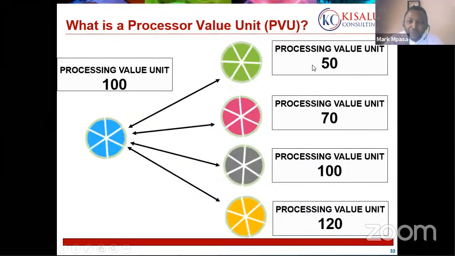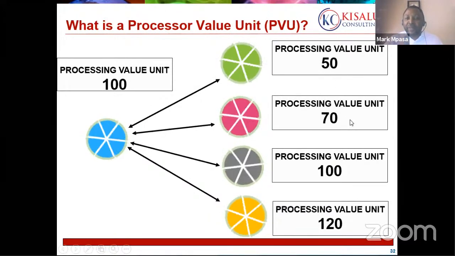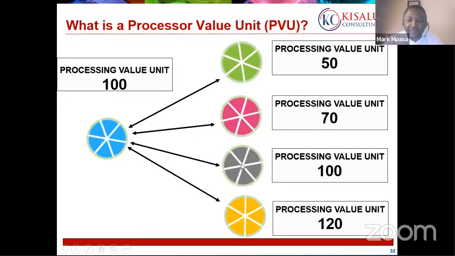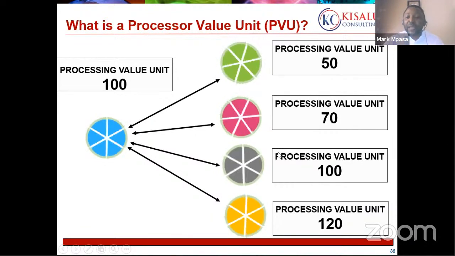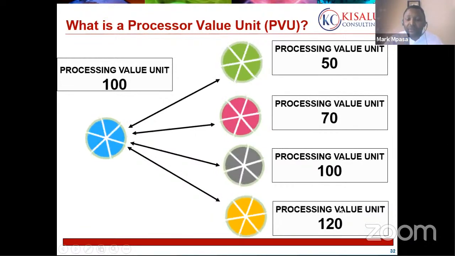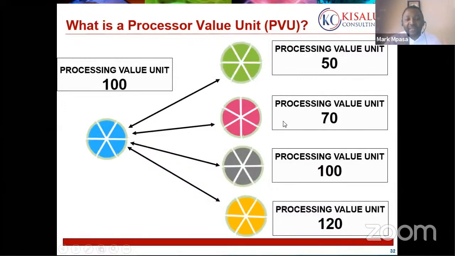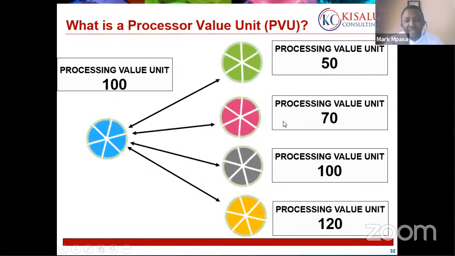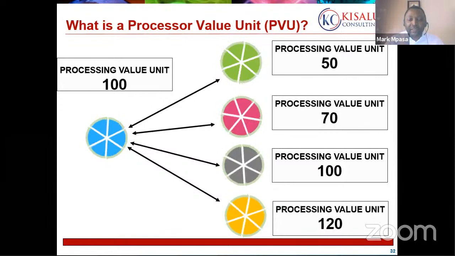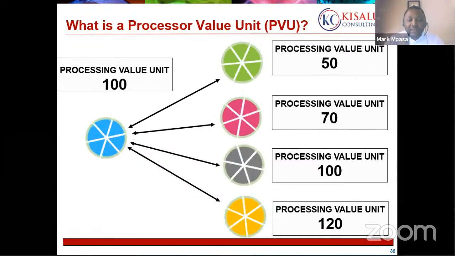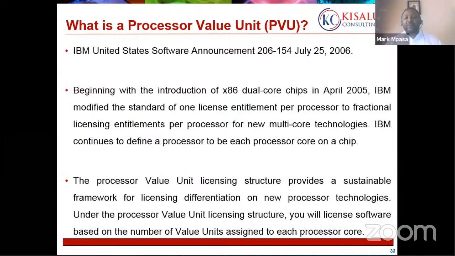So you have some of the processors that are valued at 50 value units, some of them at 70, some of them at 100, meaning they are exactly the same as the imaginary processor. Some of them are higher than that, so they are beyond. So some can be 150. So they do examine every processor that comes out of the market and then upload it into the table. If it is not there, then it means it's not covered by the agreement that you signed with IBM.